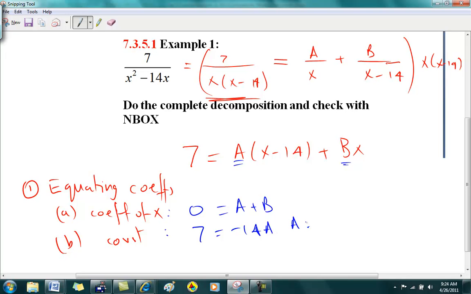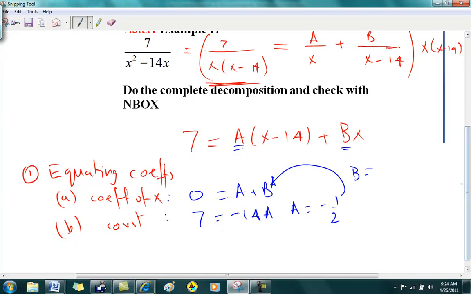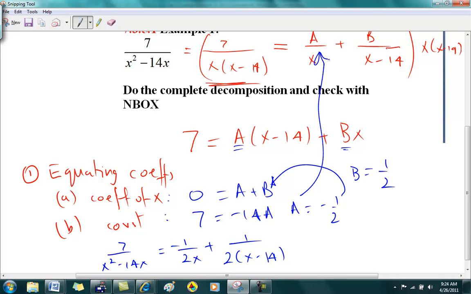So from here I get A is equal to minus 1/2. I take that, put it in here, and I get B is equal to positive 1/2. Okay. So this is not the final answer. The final answer is 7 over x squared minus 14x equals negative 1 over 2x plus 1 over 2 times x minus 14. By taking A and putting it in here, taking B and putting it in there.